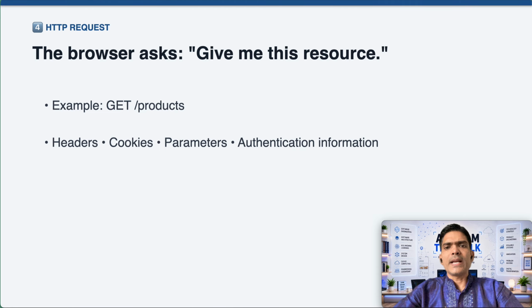Let's talk about the HTTPS request. The browser now sends an HTTPS request to the server. In simple terms, the browser is saying, I need this resource. For example, we might have a GET request for /products, but the request contains more than just the URL. It can contain headers, cookies, parameters, authentication information, and other metadata. The server receives that request and now has to figure out what to do with it. And that is where server-side processing begins.